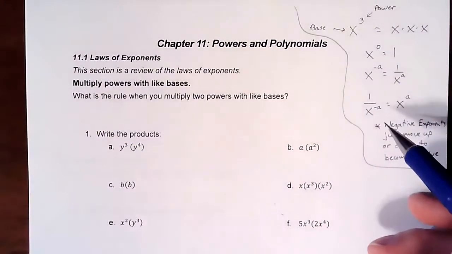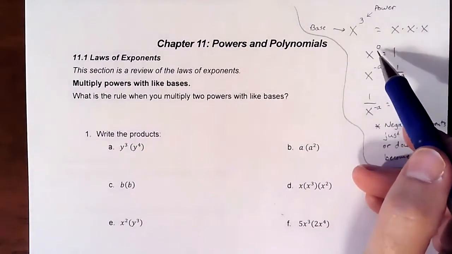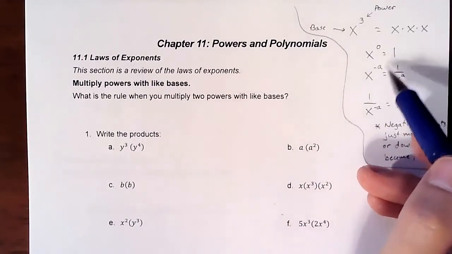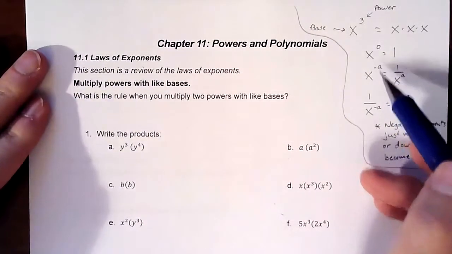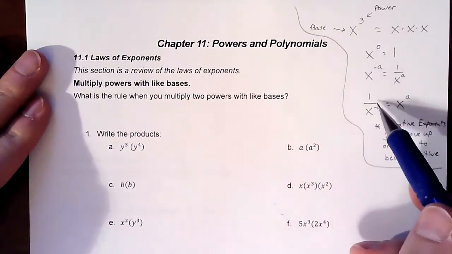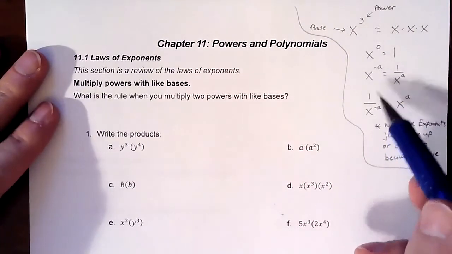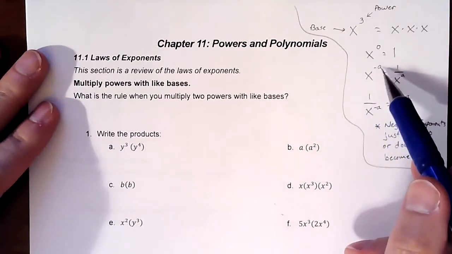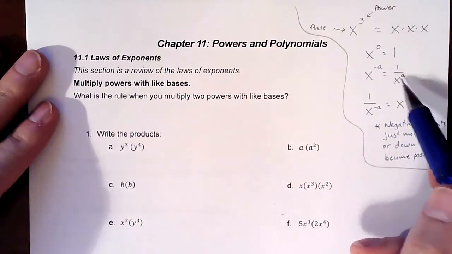A couple quick things to keep in mind: anything raised to the 0 power is going to be a 1. Does not matter what it is. And then if you have negative exponents, anything that has a negative exponent just moves. So if it's just a regular value, it's still going to be that same value, but now it's going to be in the denominator, and the negative exponent turns into a positive exponent.